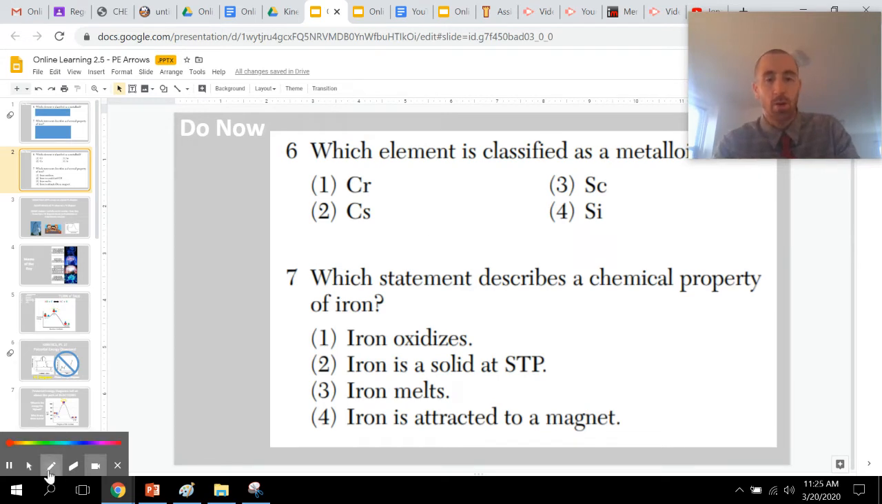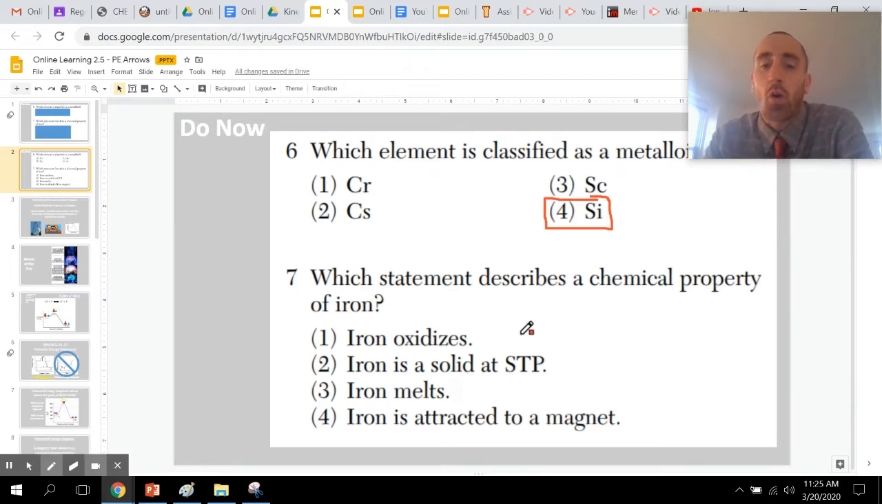All right, so which of the following elements is a metalloid? Well, pretty straightforward. The only one of these elements that is one of those 6 metalloids is silicon. So the answer to this one is number 4. And number 7, which statement describes a chemical property of iron? How does it react with other substances? So let's skip the first one. Your answer is going to be number 1. But let's get to the rest of these and why they're not right.